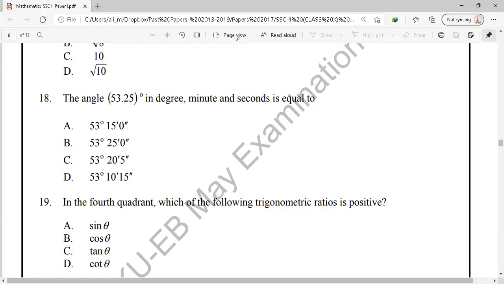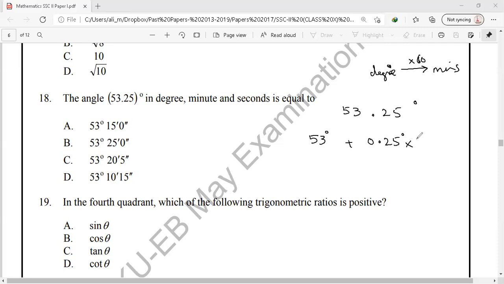Next, we have question number 18, and in this question, we have a value in degrees, and we have to convert this into the DMS system. So let's convert 53.25 degrees. As we can see, before the decimal point, the whole part is 53 degrees, and we have 0.25 degrees. To convert from degrees into minutes, we multiply by 60. So let's multiply this by 60 so that we can convert this into minutes.